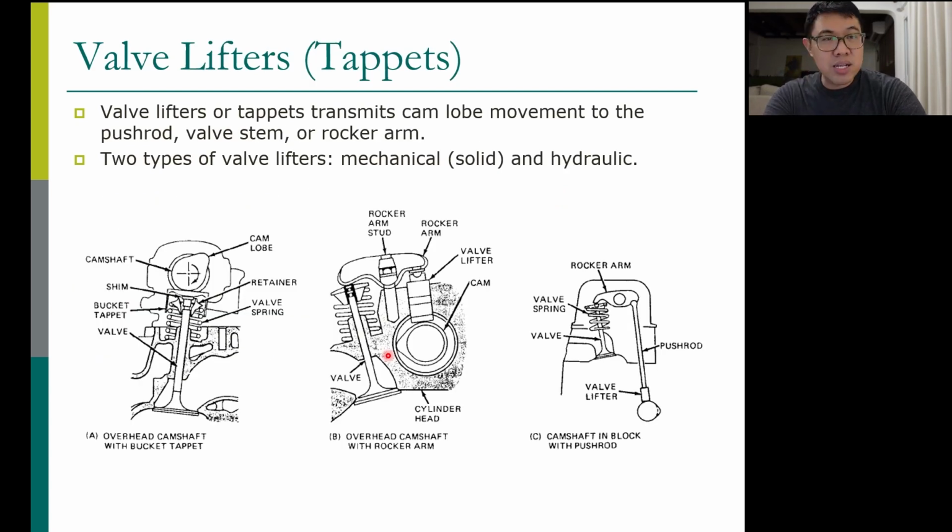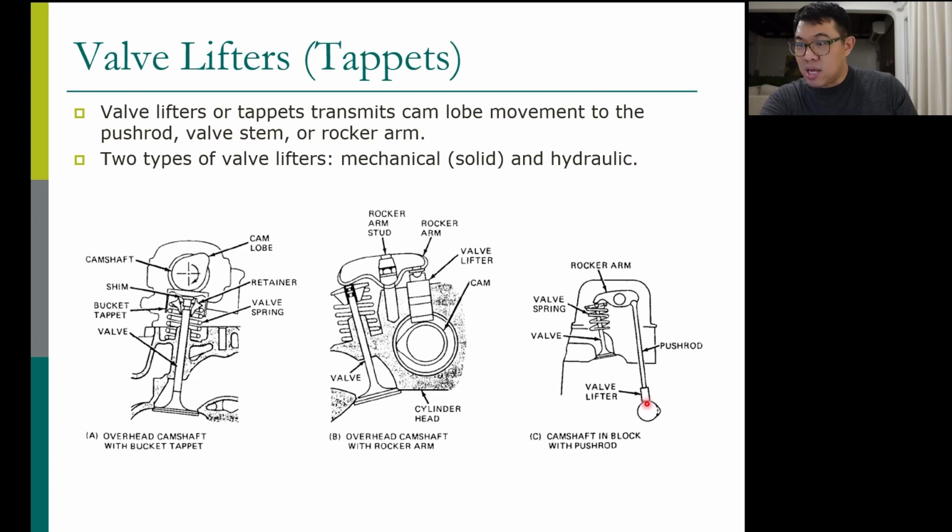The next component is the valve lifter. Valve lifter is this guy, and this guy. Sometimes it's called a tappet, bucket tappet. Sometimes this one is called valve lifter. Basically, the valve lifter transmits the cam lobe movement. So it's between the cam lobe and the valve train, to the push rod.